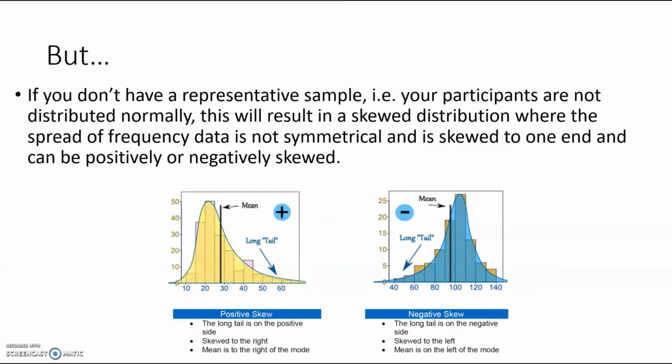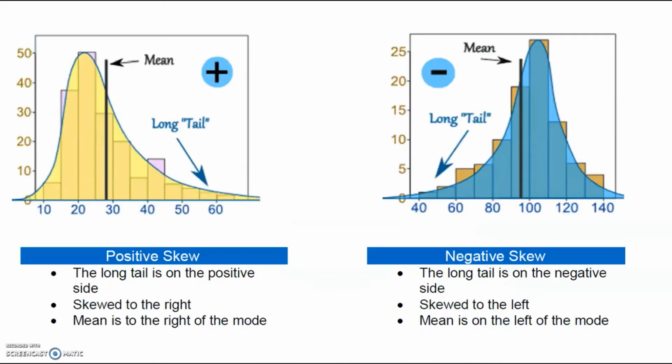If you don't have a representative sample, which in psychology is quite likely, you'll probably get a skewed distribution where the spread isn't symmetrical like we see in the bell curve, and instead it'll be either skewed to the left or the right, and we refer to this as being positively or negatively skewed. So I'm just going to zoom in on that diagram.